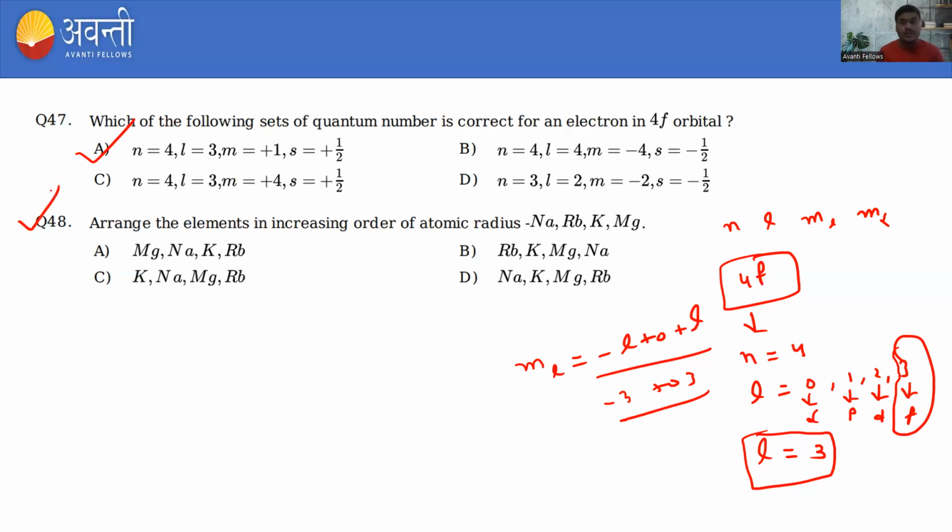Clear? Now, move to the next question, question number 48. Arrange the elements in the increasing order of their atomic radius. We have sodium, rubidium, potassium, and magnesium.